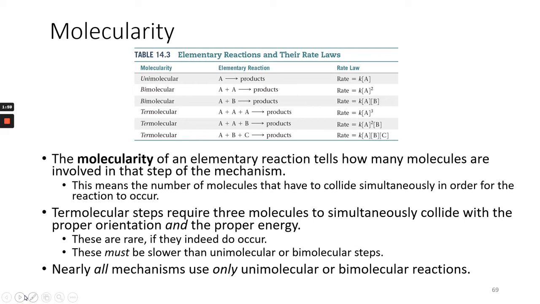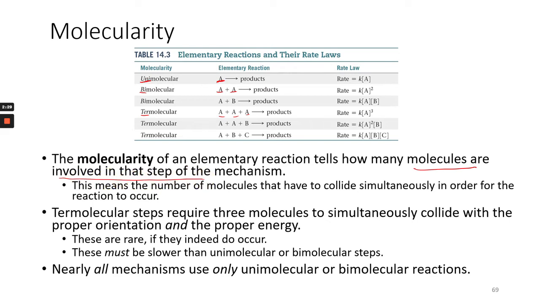Molecularity depends on how many molecules you are reacting. If you are just reacting one molecule, then you use the prefix uni. If you have 2 molecules that are reacting, then it's bimolecular. If you have 3, then it would be termolecular. So the molecularity of an elementary reaction tells you how many molecules are involved in that step.